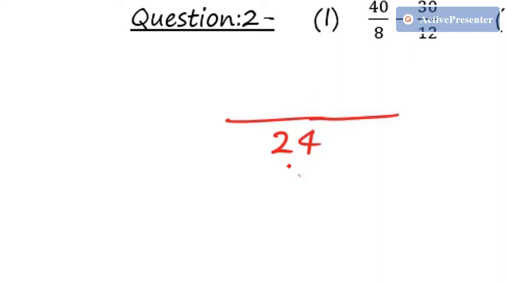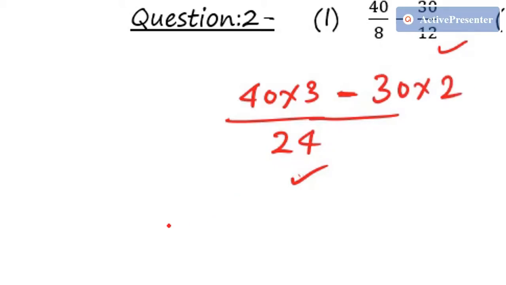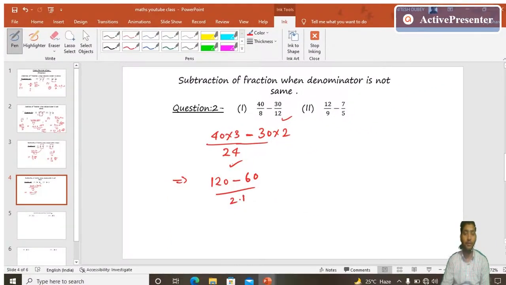8 3s are 24. So multiply 40 by 3, because 8 3s are 24. Then we are multiplying 40 into 3, with the subtraction sign. Now 12 2s are 24. So multiply 30 into 2. So 40 into 3 is 120, minus 30 into 2 is 60, upon 24.